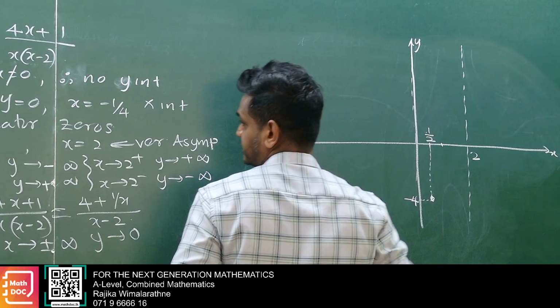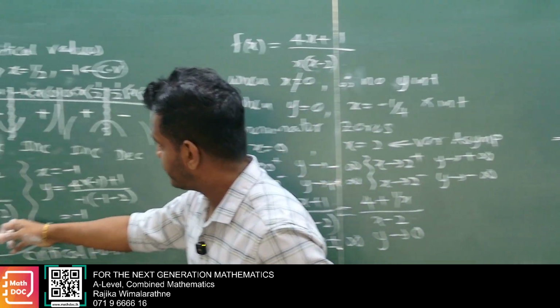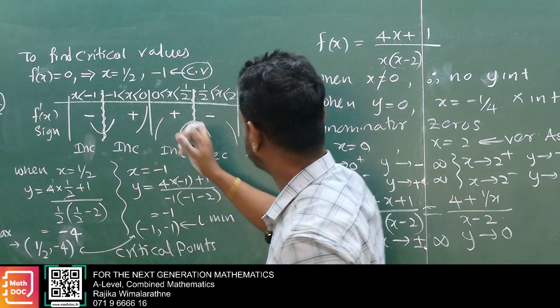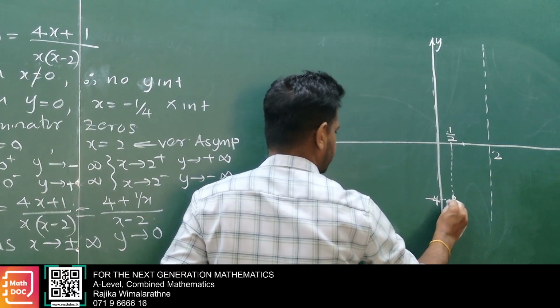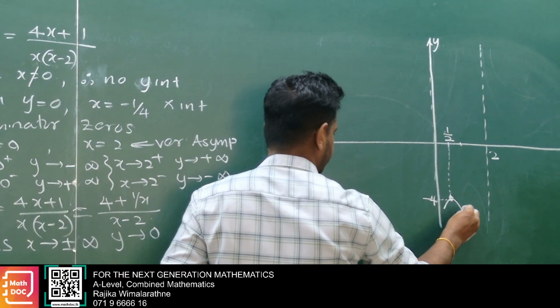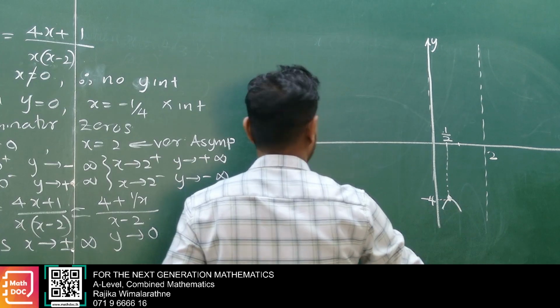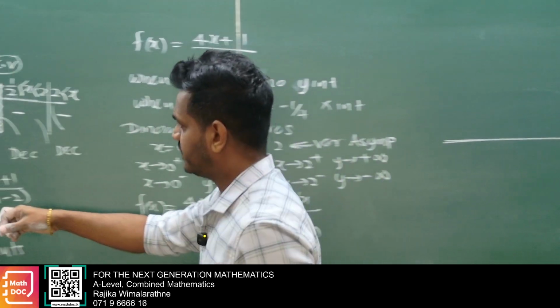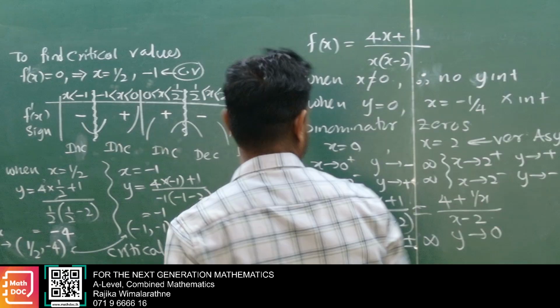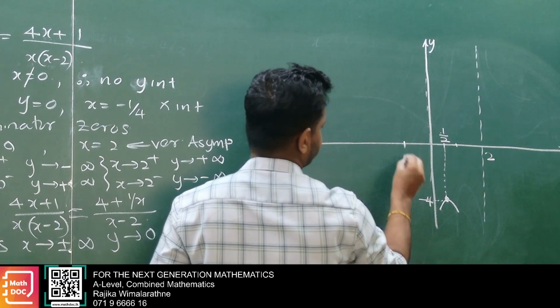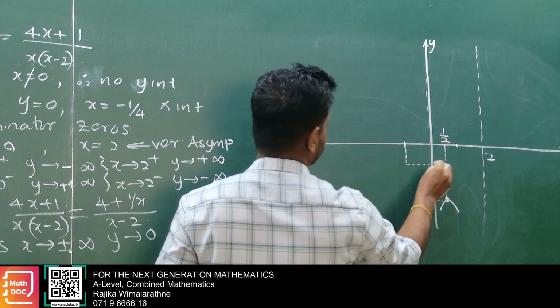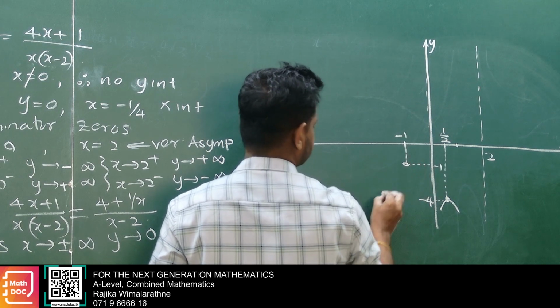Then that point is half, that is the maximum point. Then here minus 1, somewhere here. It is a maximum point.